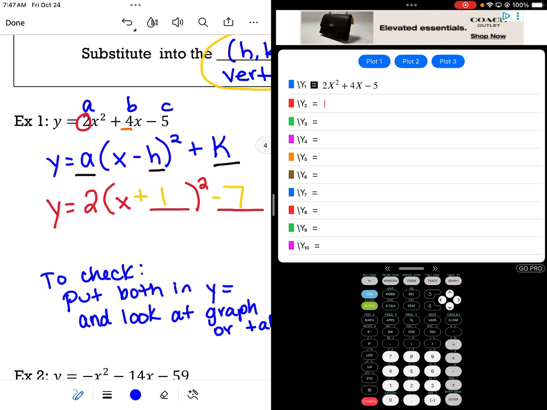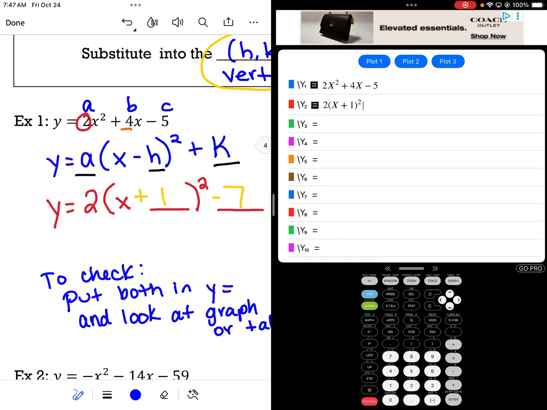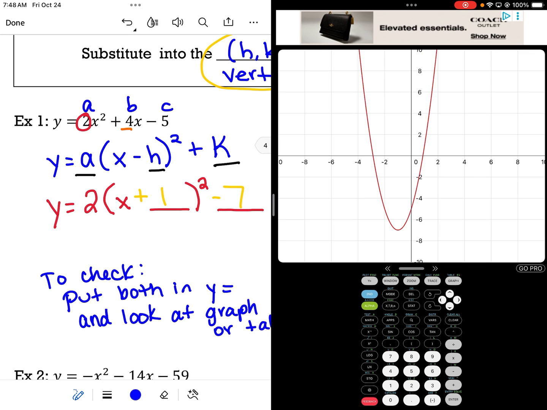Then we're going to put the vertex form into Y2. So 2 parentheses x plus 1 parentheses squared minus 7. Make sure whenever you put -5 and -7 that you use the minus button. If it's a x plus a -1 or something like that, you would use the negative button. Then hit graph.